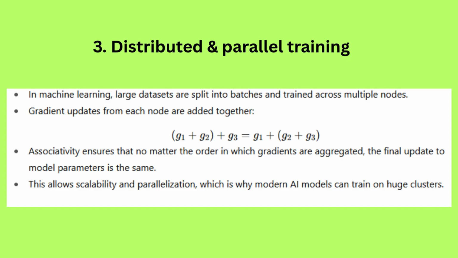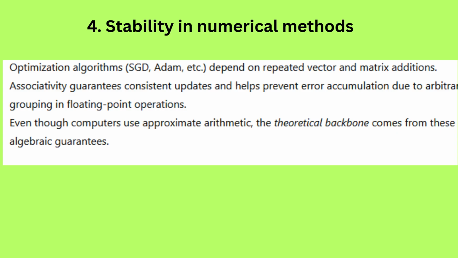We're going to talk about stability in numerical methods. Optimization algorithms like SGD, Adam, etc., depend on repeated vector and matrix additions. Associativity guarantees consistent updates and helps to prevent error accumulation due to arbitrary grouping in floating point operations. Even though computers use approximate arithmetic, the theoretical backbone comes from these algebraic guarantees.